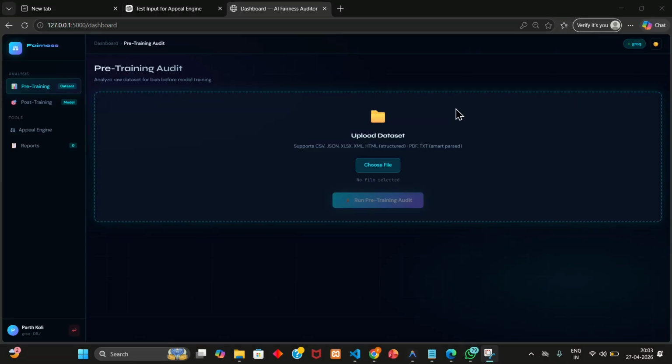Today I am going to present my project, AI Fairness Auditor, which is designed to evaluate whether a dataset used in an AI system is valid, reliable, and fair. The main problem this system addresses is that many machine learning and AI algorithms are trained on datasets that may contain hidden bias or imbalance.